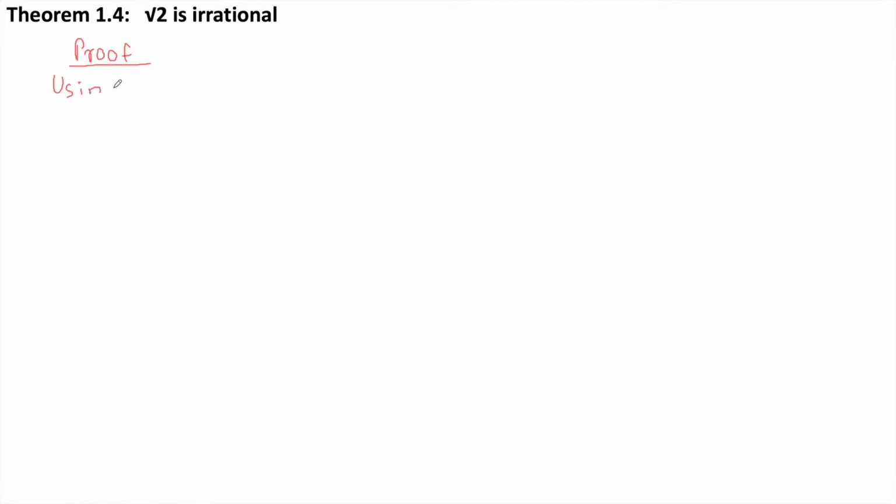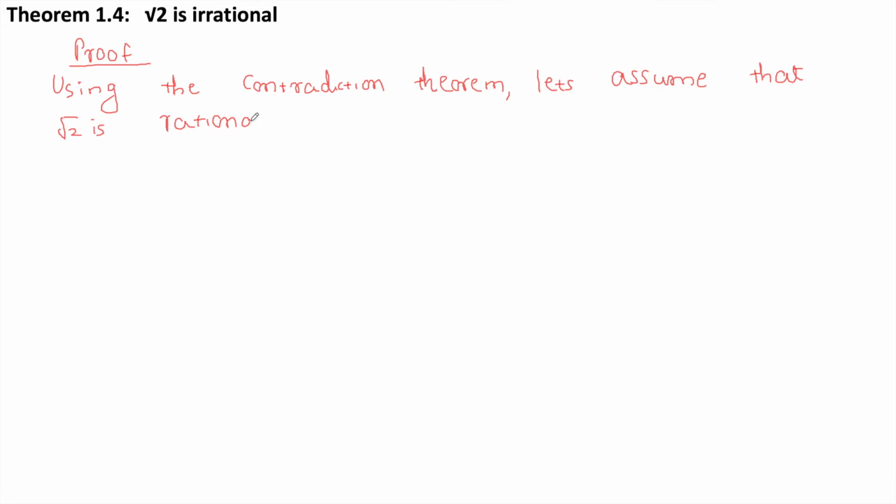Using the contradiction theorem, let's assume that root 2 is rational. Root 2 is rational. Then how we can represent if root 2 is rational? Root 2 is equal to a by b.